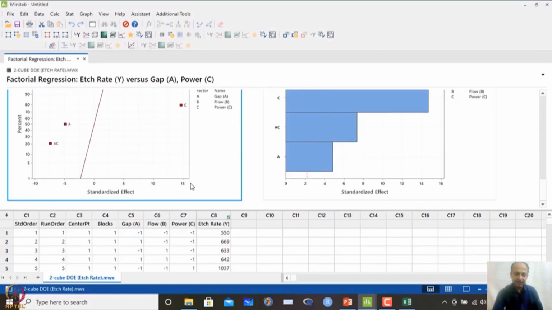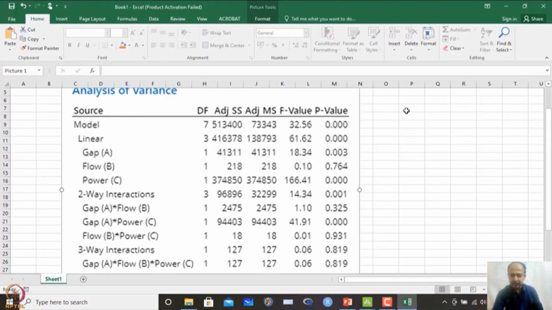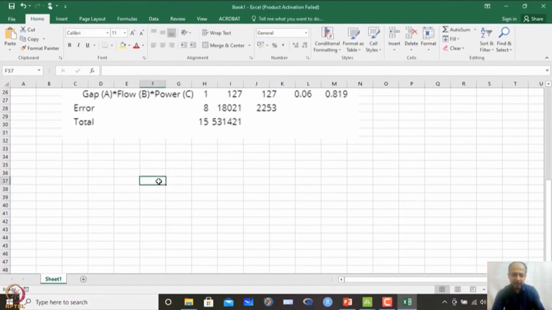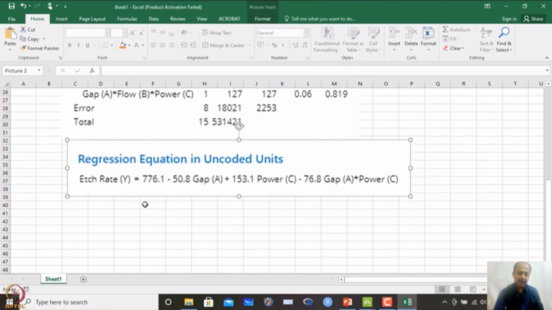And when this is done, we can see the regression equation that is developed over here. So the regression equation, copy this one, and we can paste it over here, and let us try to see what the equation is. So this is a constant beta 0 over here, 50.8. A is making a positive impact, and C is having a positive impact. But when they interact, it is having a negative impact on the etch rate. So A will have a negative impact, C will have a positive impact, but AC will have a negative impact on the etch rate, like that.